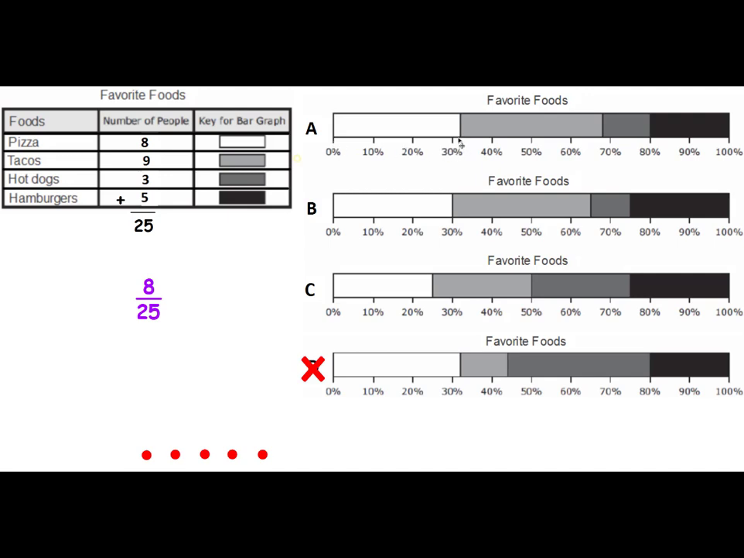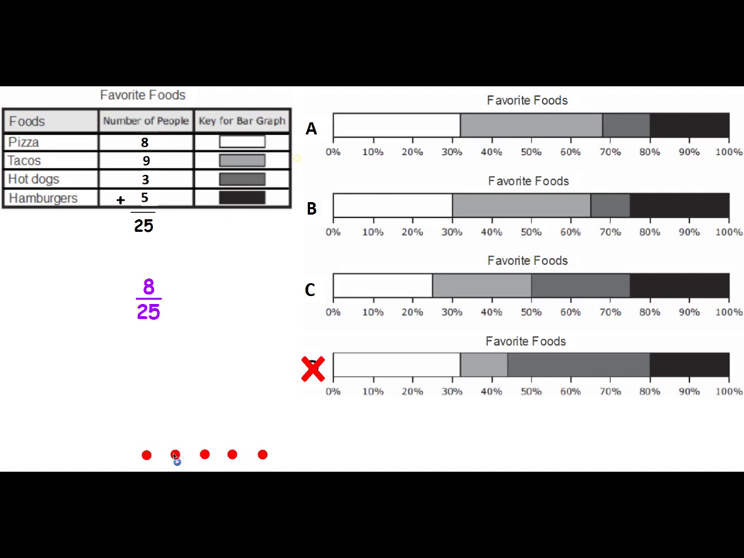So the first one is 31, 32, 33, something like that. The second one is 30. And C is going to be 25 or 26, something like that. They're all different, and they're the easiest to read. So my fraction is 8 over 25.